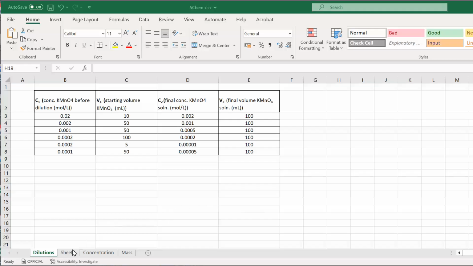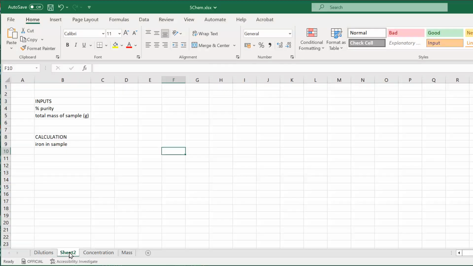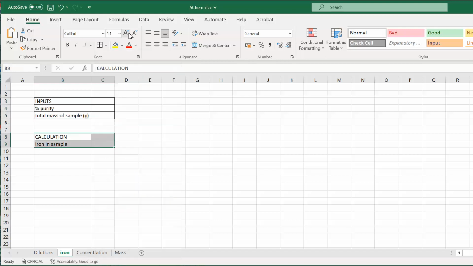So I'm just going to name sheet 2. I'll call it Iron. Okay. Now to set up the table, just place the borders. Okay, and we have some data.